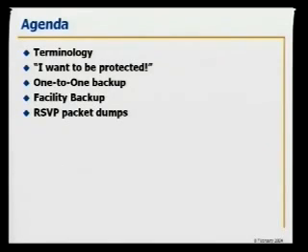Then we'll look at the two different kinds of fast reroute. We have one-to-one backup, we have facility backup. Those are the two main varieties. And then within that, we have some subsets. And at the end, I've got a sample diagram, and I got some packet dumps so we can actually see what some of this stuff looks like in pseudo real time.